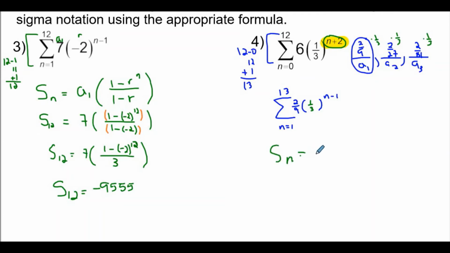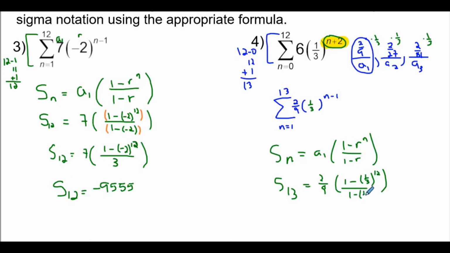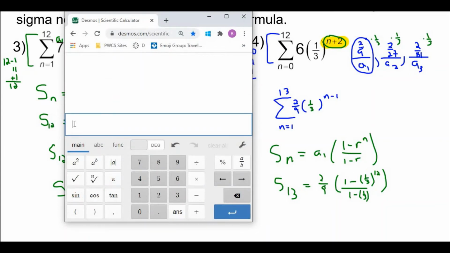So S of n is equal to A1, 1 minus r to the n over 1 minus r. And S of 13, right? S of 13 is equal to 2/9 now, 1 minus r, which is a third, and it's a third in both problems. That's the only thing that stayed the same. Raised to the 12th power divided by 1 minus a third. So here's the thing, and I just want you to listen to this very carefully because students will always ask, why do we have to do that? We had to do that or we would have had to change this formula. And it's much harder to change a formula than it is to change a numerical value in a question. All right, so now I'm just going to type this in. So just be careful how you do it. 2/9.